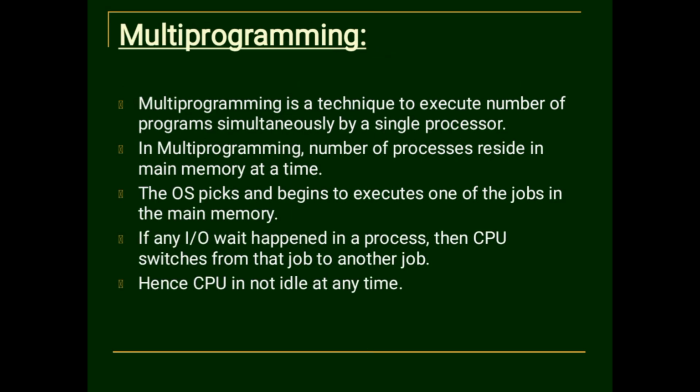Next one, multi-programming. Multi-programming is a technique to execute a number of programs simultaneously by a single processor. In multi-programming, a number of programs reside in main memory at a time. The OS picks and begins to execute one of the jobs in main memory. If any input output wait happens in a process, the CPU switches from that job to another job. Hence, the CPU is not idle at any time.